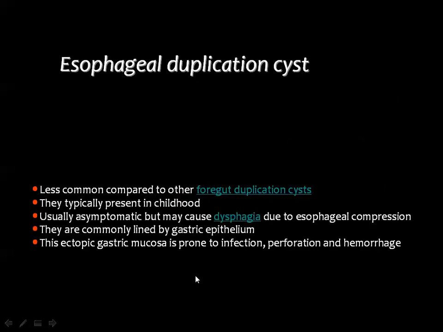Usually, the duplication is in the form of a cyst adjacent to the esophagus, whether it is communicating with the esophageal lumen or not. And this esophageal duplication cyst has been discussed thoroughly in mediastinal pathology, but you know that many of the patients are usually asymptomatic. Esophageal duplication cyst may compress the esophagus, resulting in dysphagia, for example.